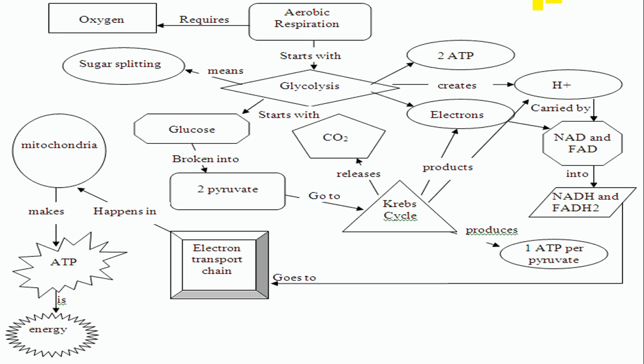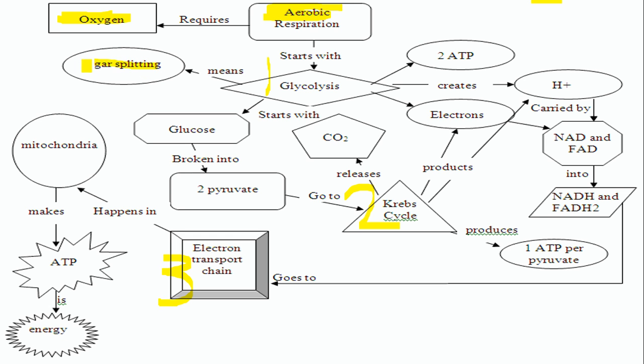This is the whole process of cellular respiration. We call it aerobic respiration because it requires oxygen. And then it's divided into 3 parts: glycolysis being the first step, Krebs cycle the second, and the electron transport chain as the third.